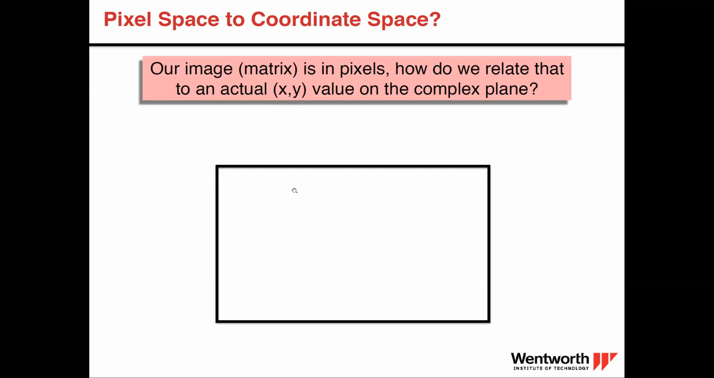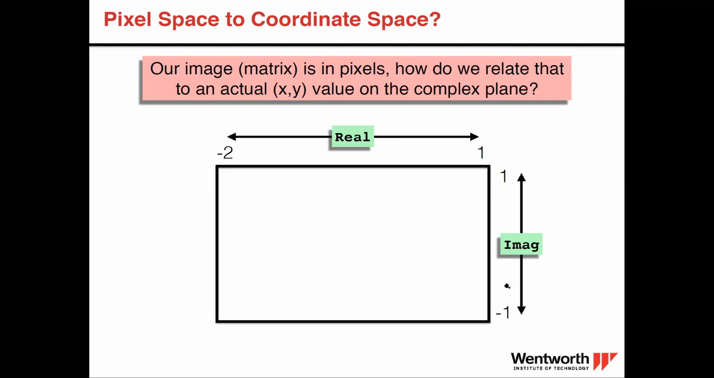So here's our image. And again, it's just a matrix in pixels. So up here, we might have pixel 0, 0. And then right next to it, we're going to have pixel 1, 0, and so on. But the actual XY values are what we need. And that's the -2 to 1, -1 to 1. So we need that conversion. We need to convert from the pixel we are in to the location in this complex plane, this XY space.